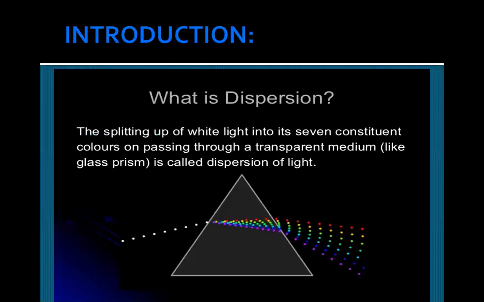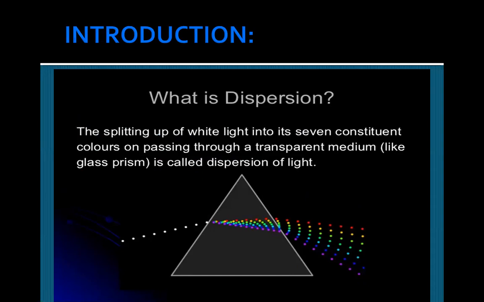If we discuss dispersion, you have seen in our daily life that whenever light enters through a prism or a corner of a glass window, you see some colors formed when the white light is split up into different colors. The process by which white light is split up into its 7 constituent colors on passing through a transparent medium like a glass prism is called dispersion of light.